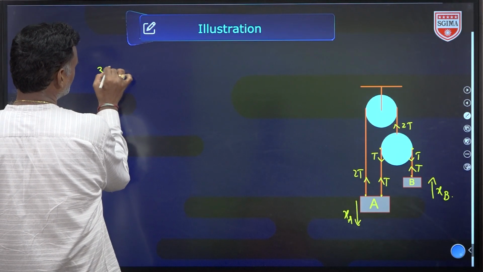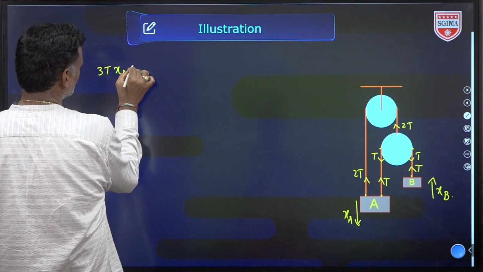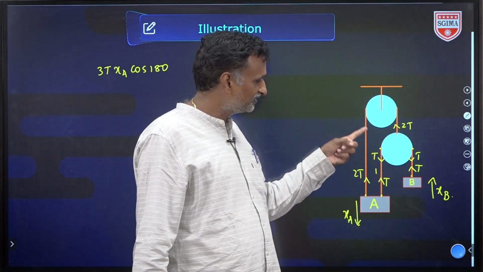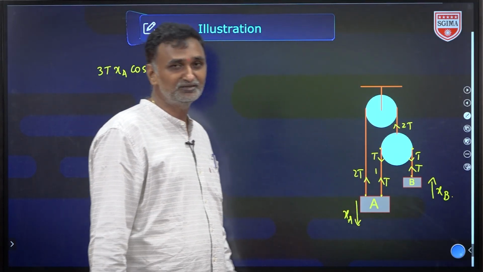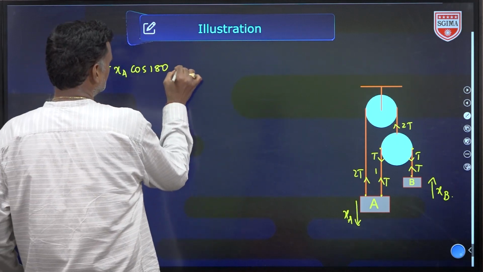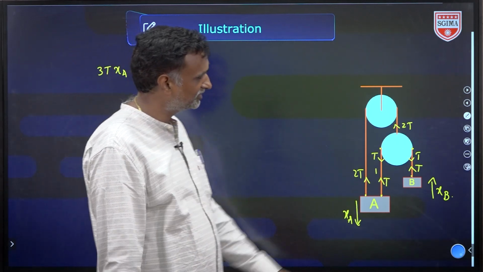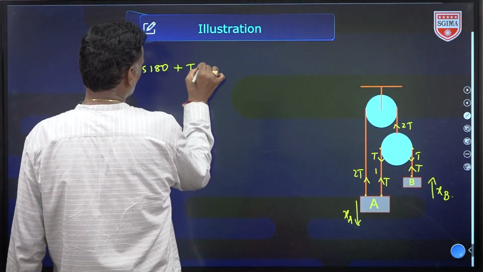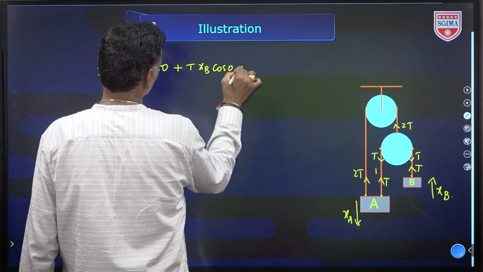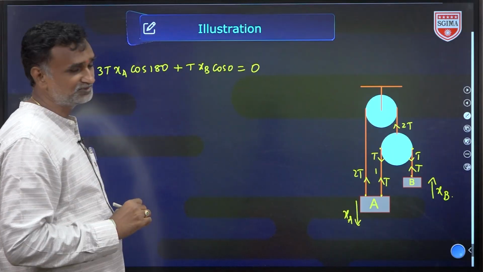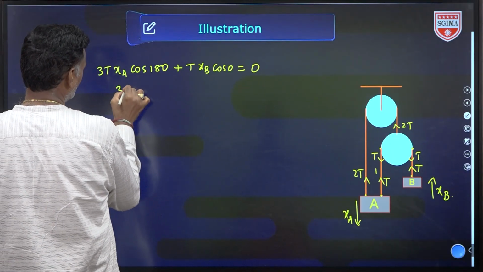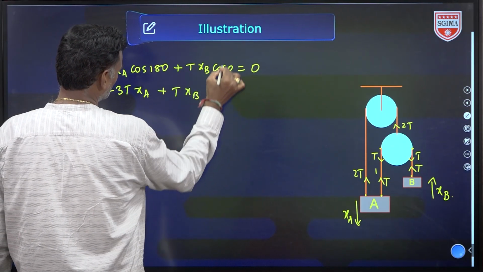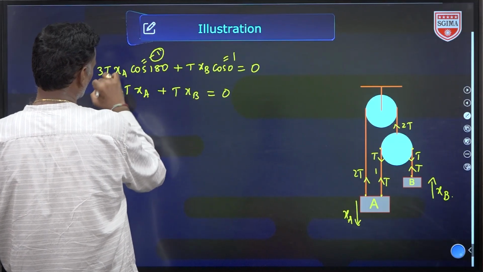So, 3T XA cos 180. Why should I write? Means XA downward, 3T will be upward, but the angle between them will be 180. So, next work done on the B block, XB upward, tension also upward. So, we can write T into XB cos 0 equal to 0, because total work done on the blocks will be 0. So, we can take 3T XA, here it is minus, here T XB equal to 0, because cos 180 is minus 1. So, minus I have written here.